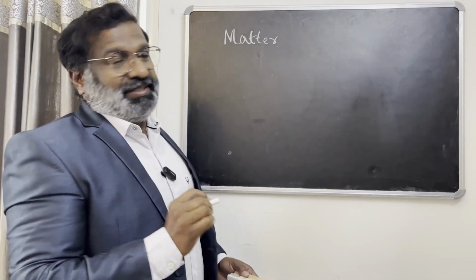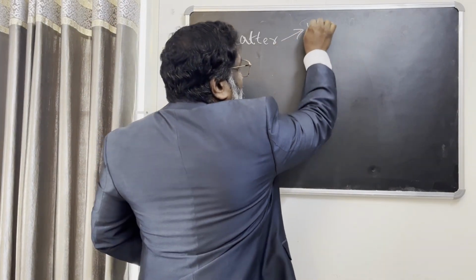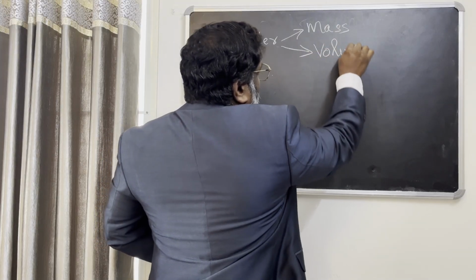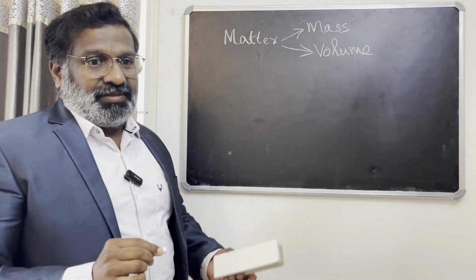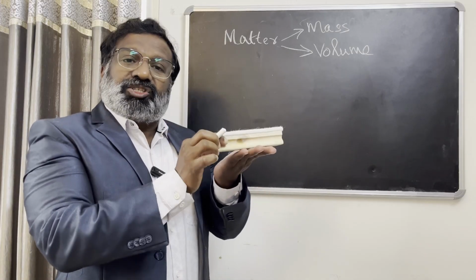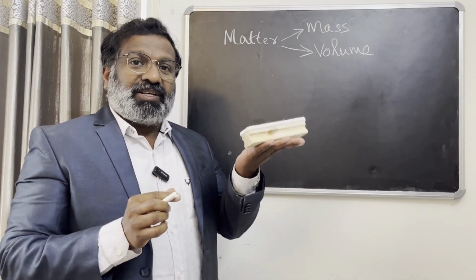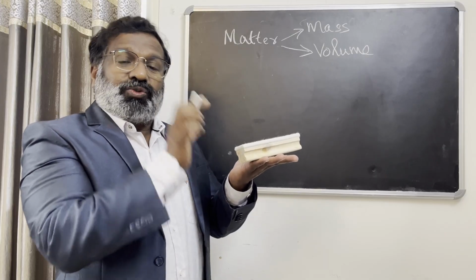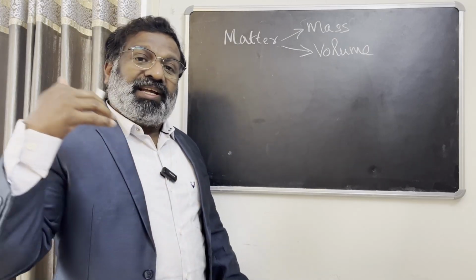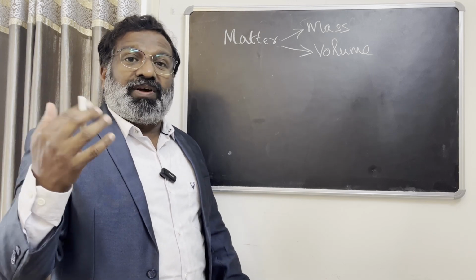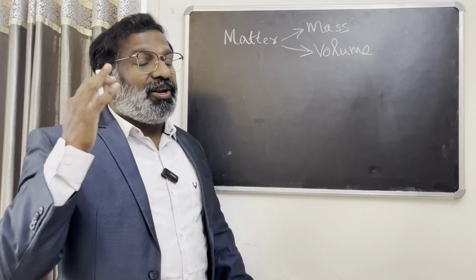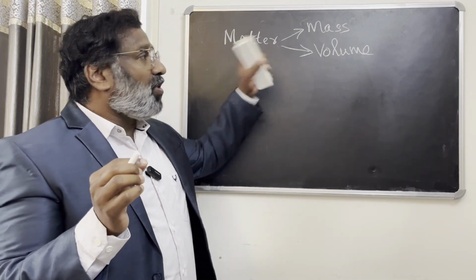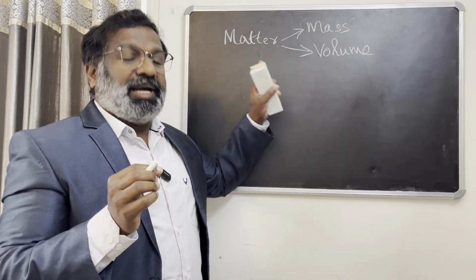So what is a matter? Anything that has mass and occupies space is called matter. This duster is matter because it has definite mass and it has volume, so it occupies space. If you take the case of light, sound or heat, they don't have mass and volume, so they are not matter. Anything which has mass and volume is called matter.